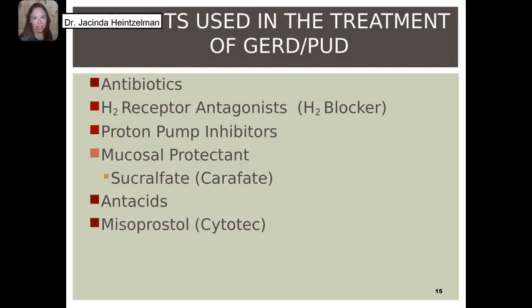What type of medications do we use to treat GERD or peptic ulcer disease? Well, we can use antibiotics, histamine 2 receptor antagonists, proton pump inhibitors, mucosal protectant, and that would be the Carafate, antacids, and Cytotec.